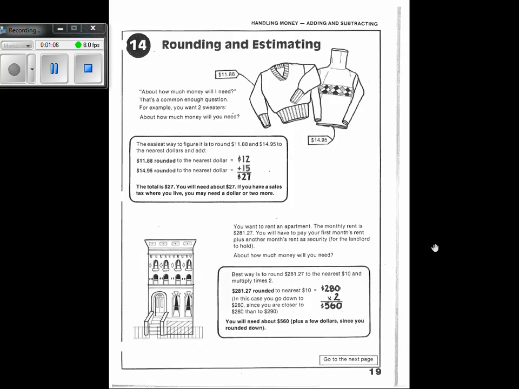So $281.27 rounded to the nearest $10 is $280. In this case, you would need to go down to 280 since you are closer to 280 than 290. So when you multiply by 2, you get $560. You'll need about $560 plus a few more dollars since you rounded it down.